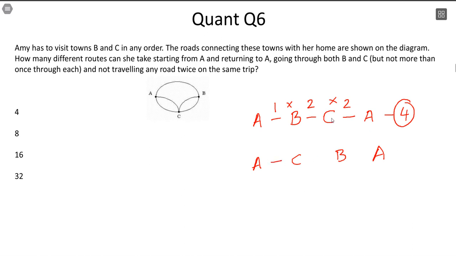Now A to C is same as C to A, 2 paths. B to C same as C to B, so 2 paths. B to A same as A to B, so 1 path. So 2 into 2 into 1, there will be 4 more paths.